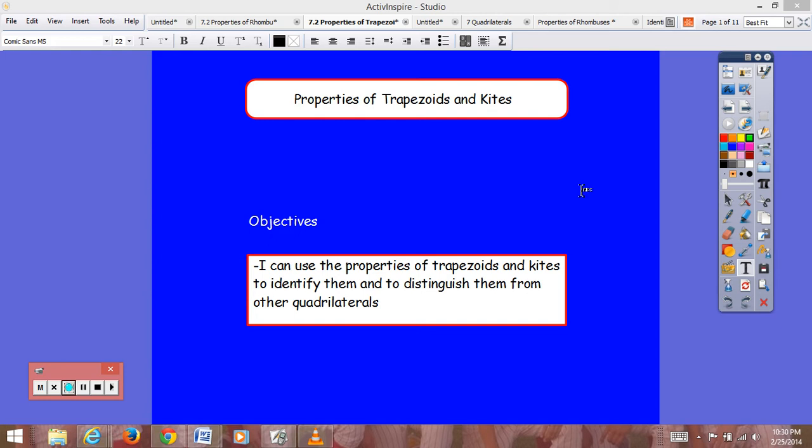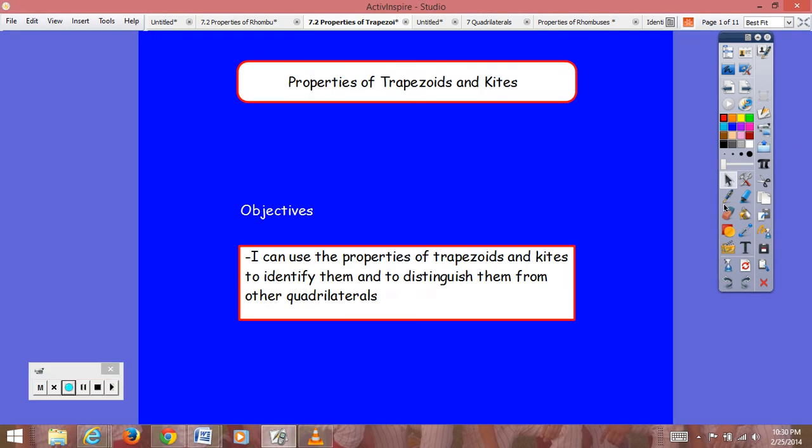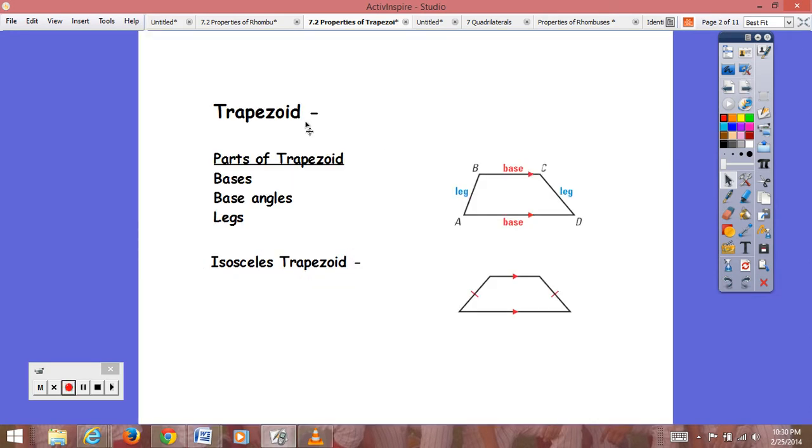So the topic of today's lesson is properties of trapezoids and kites. And our objective: I can use properties of trapezoids and kites to identify them and to distinguish them from other quadrilaterals. Just a quick refresher, the parts of a trapezoid are our two bases and our legs, and also our two sets of base angles right here and here, and then angle B and angle C.